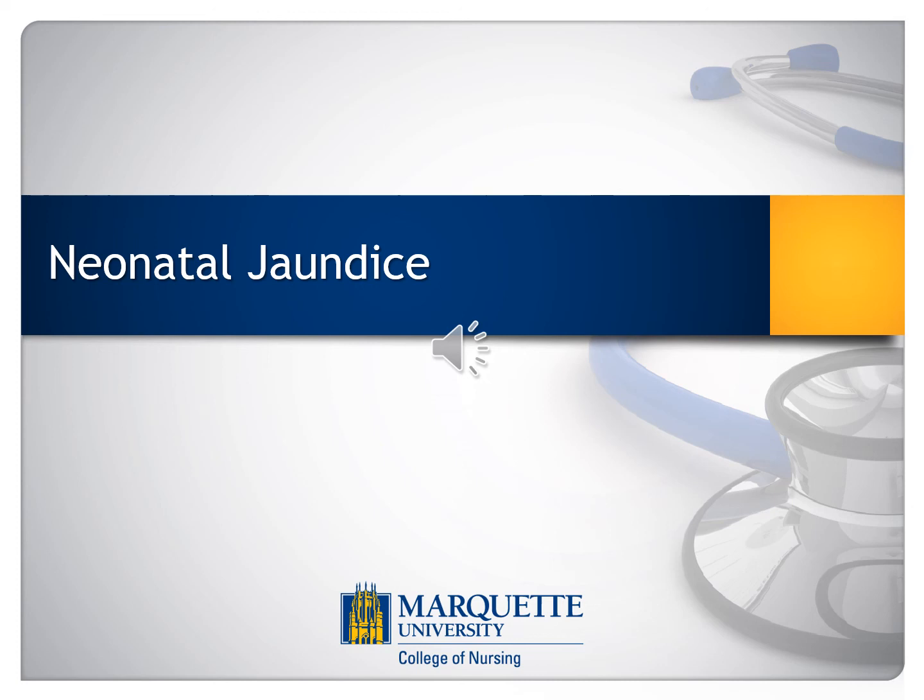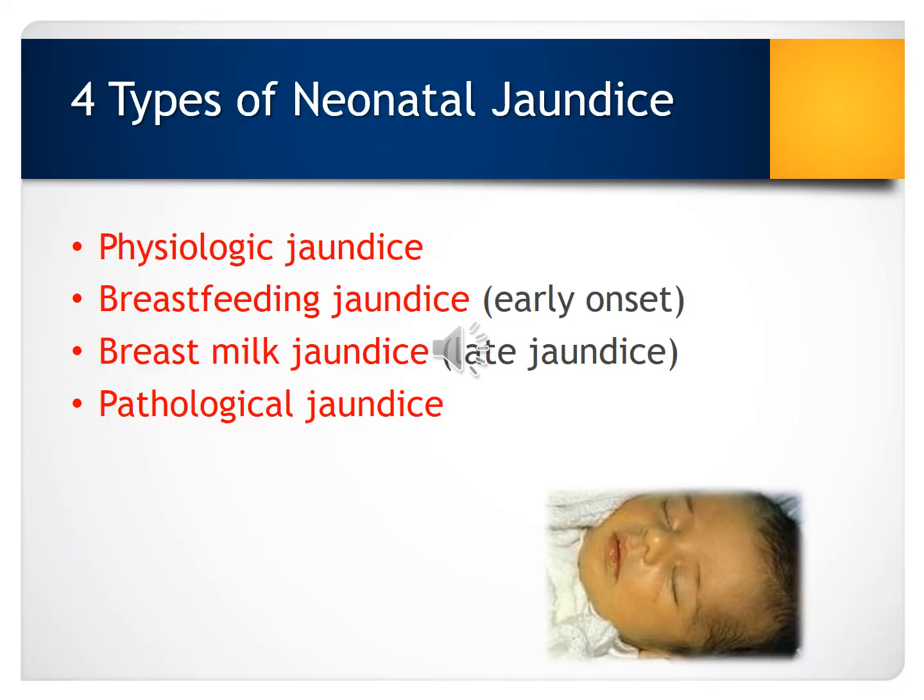And so now we'll talk about the various types of jaundice in a newborn and what we can anticipate as far as nursing care or interventions related to these different types. There are 4 types of neonatal jaundice, and in this module we'll talk about the first 3: physiologic jaundice, breastfeeding jaundice, which usually has an early onset, and breast milk jaundice, which has a late onset. Then we'll have a separate module talking about pathological jaundice and its causes and how we treat it.